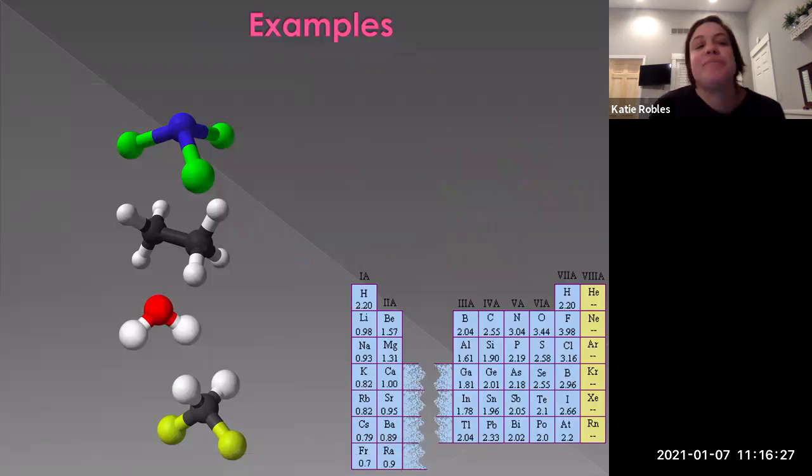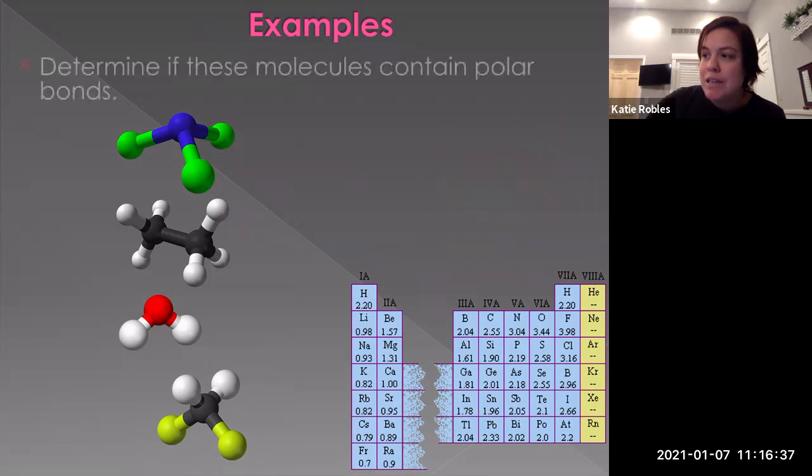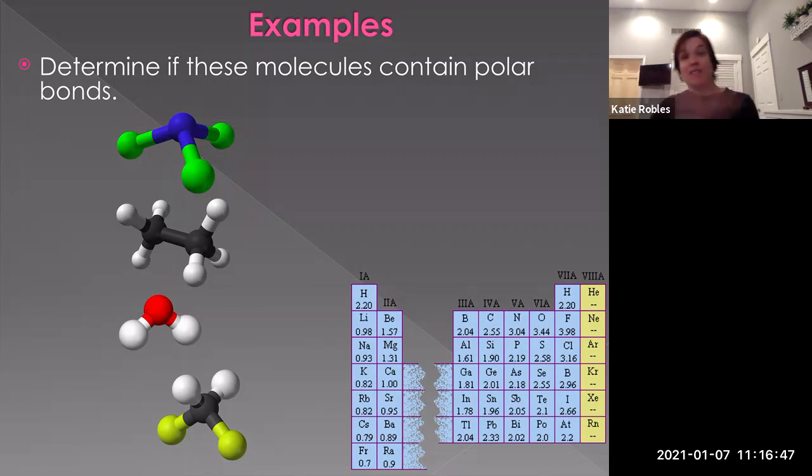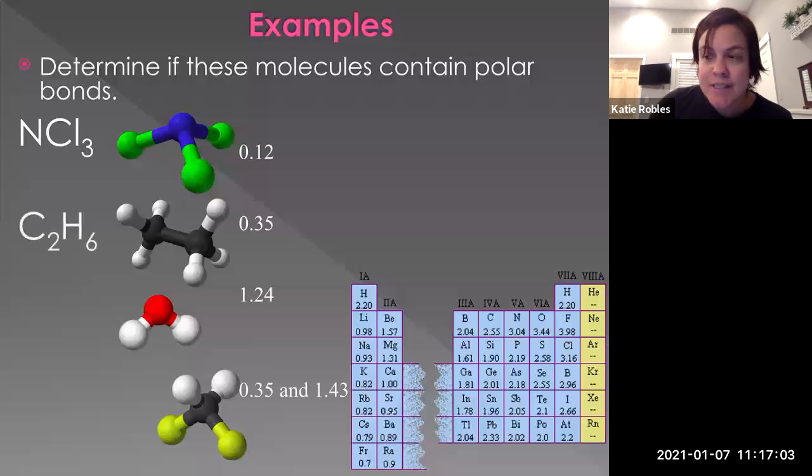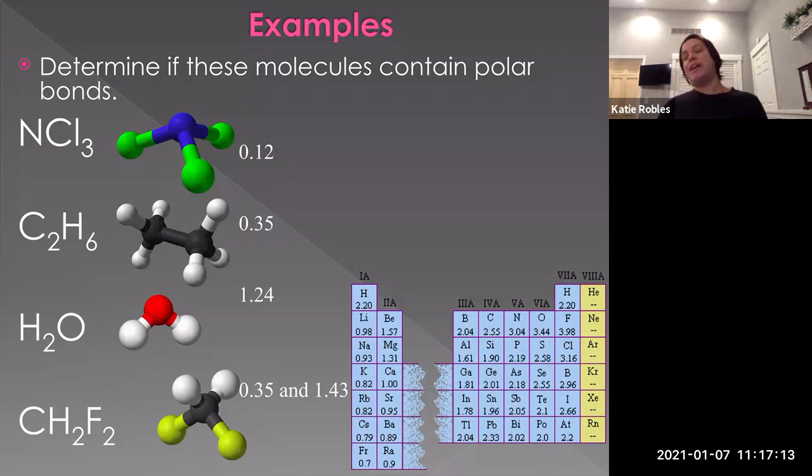Here's where it gets interesting, because I am not always just looking at bonds. Most of the time I'm looking at molecules. It says, determine if these molecules contain polar bonds. Now, before I even start, I'm not talking about the polarity of the molecules. I'm talking about the polarity of the bonds within the molecules. So this very first one is NCl3, then C2H6, H2O, and CH2F2.